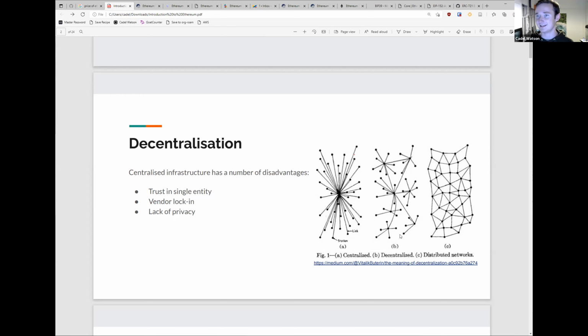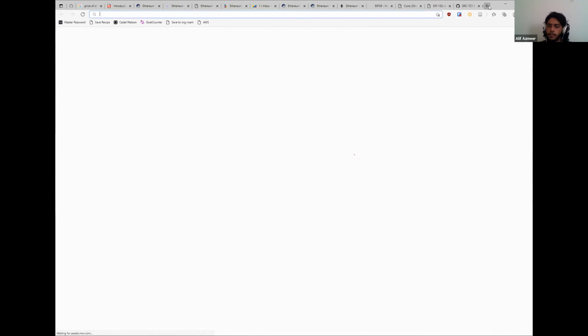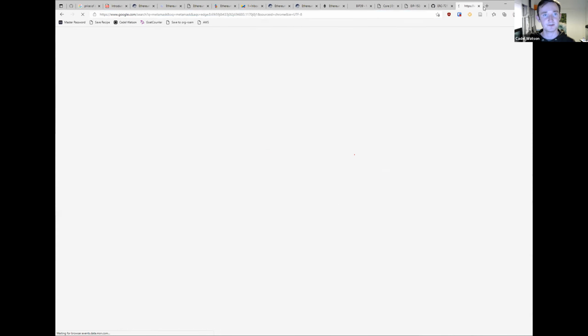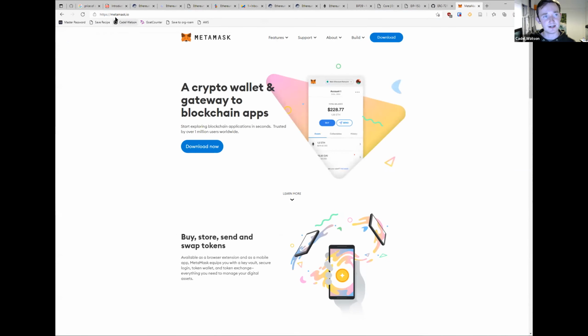So for us who want to try connecting to the Ethereum network and doing some things on it, what we need is a gateway and a node to connect to. So what we're going to use is a browser extension. It's called Metamask. If we go to this website, it's metamask.io. I'll put that in the chat.